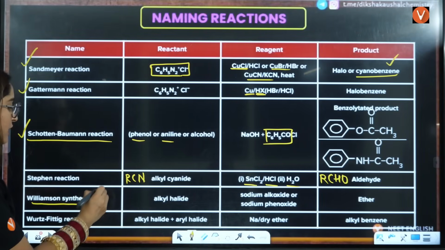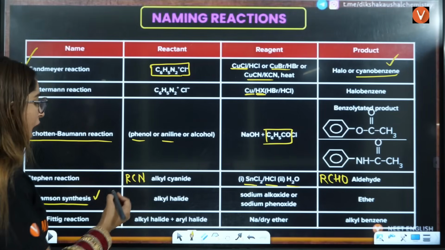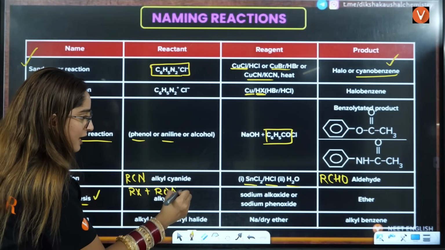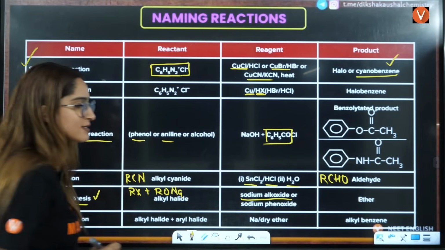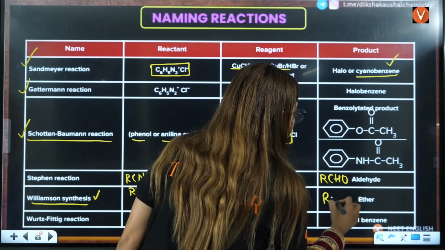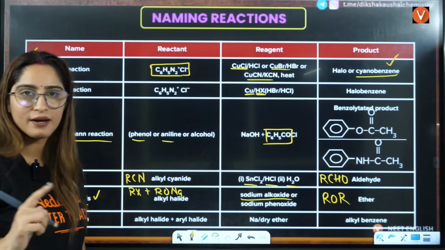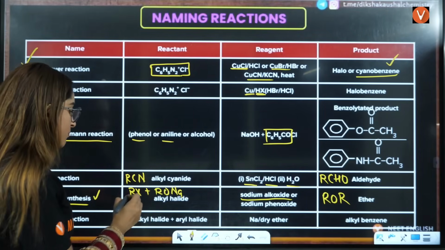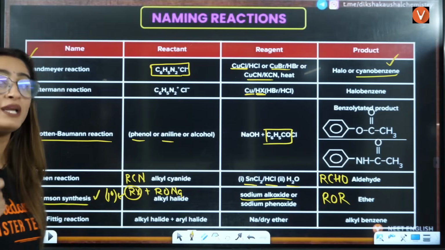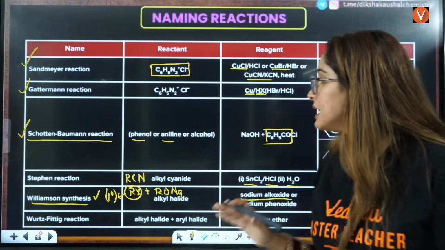So then there is Williamson synthesis reaction, where you have RX, right? And you add RONa, that is alkoxide, right? Phenoxide or alkoxide is added, and you have the formation of ether, that is ROR is formed here. But here the important part is this alkyl halide should be primary in nature. Only then this reaction is possible here, right?